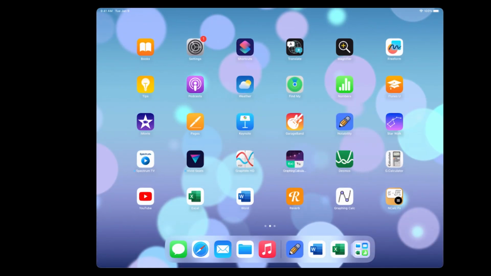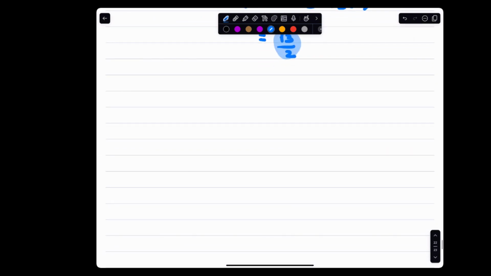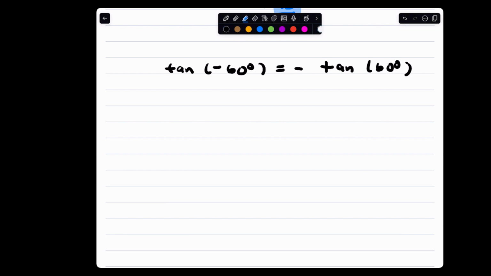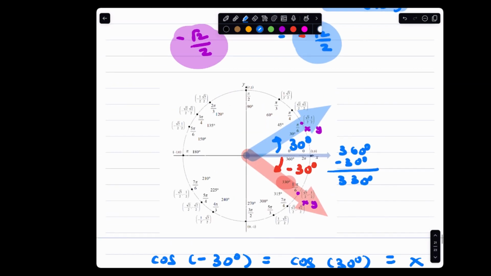Tangent of negative 60 degrees? So let's write that down. Tangent of negative 60 degrees. Now, you guys know that's the same as what? Negative tangent of what? 60 degrees. Is that true? So we know if we just use the property, all we got to do is find what tangent of 60 is. Is that right? Multiply by a negative.